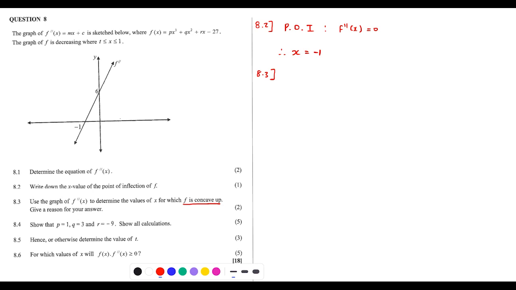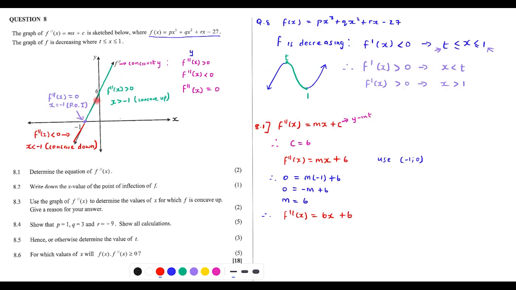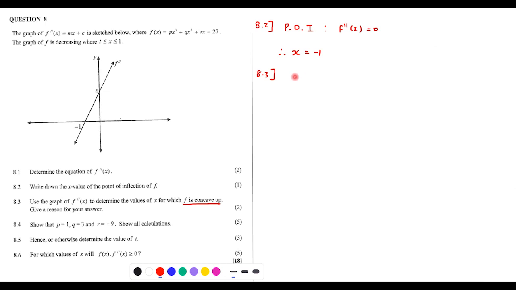Alright, so let's see. Here we already mentioned that our second derivative is greater than 0 when x is to the right of -1, right? So here we see that we want to say concave up, which means that the second derivative needs to be greater than 0. Therefore, when x is to the right of -1, our answer is going to be concave up. The reason for this is because of what we just mentioned above. That is the reason.